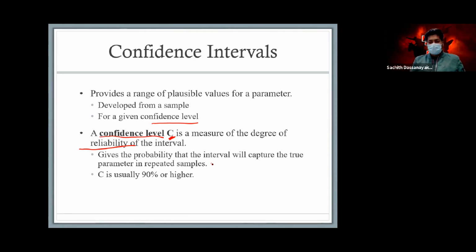Most of the time, with this confidence level, we can capture most of the values we need. So usually we use 90% or higher for our confidence level. Normally 90%, 95%, 99%. Never use 0%. 99 goes to the maximum.